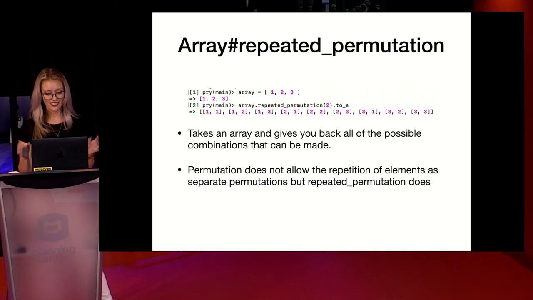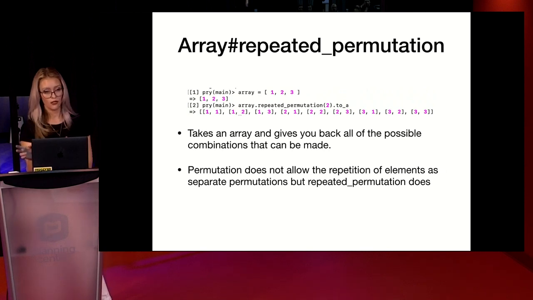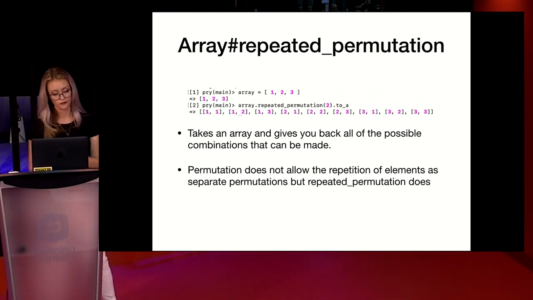So to kind of touch on them a little bit, combination doesn't care about the order of things. So right now we have a 1 and 2 and a 2 and 1. Combination wouldn't give you back the 2 and 1. It would only care about the 1 and 2. It also wouldn't let you repeat numbers. So the 1, 1, 2, 2, and 3, 3 would not be there for the combination.